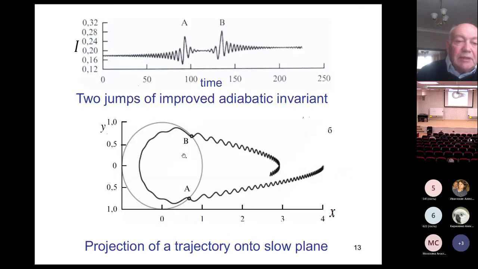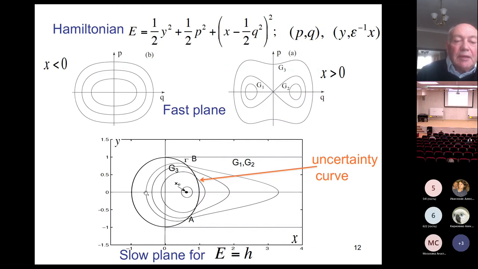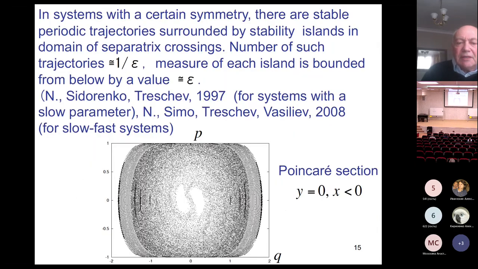We can consider a Poincaré section here, say I pick any position here and put a point on a fast plane any time when we cross this line in our slow motion. And this is how this Poincaré section looks. So there are smooth closed trajectories. These are for the case when we don't cross the separatrix. Here there is a chaotic domain due to crossing the separatrix, but here we see some segments.